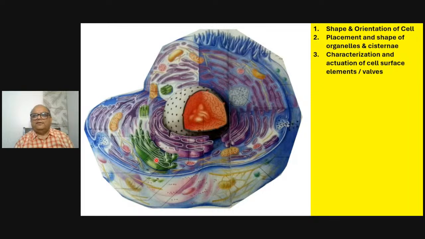So characterization and actuation of cell surface elements, operation of walls which are there on the surfaces, all that channels are opened and closed as required by the biological intracellular process. All that intelligent function is executed by the cytoskeleton.